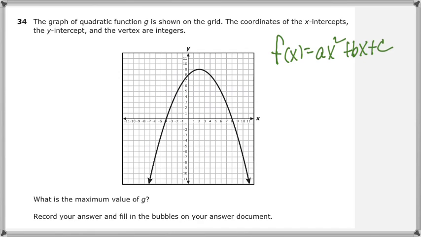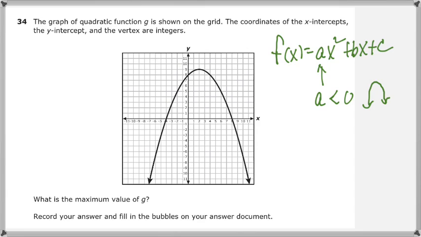If our a value is less than 0, our parabola is going to open downwards. So we know our function has an a value less than 0. When it opens downwards, when a is less than 0, our vertex represents the maximum value. So the highest point there is at the vertex.